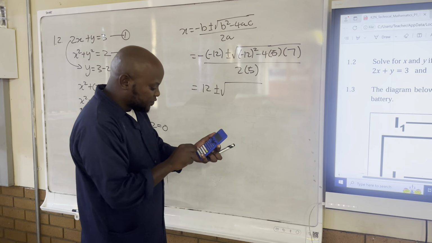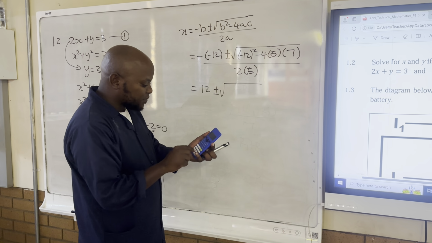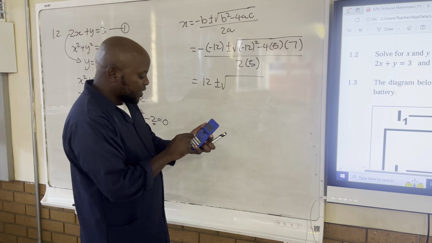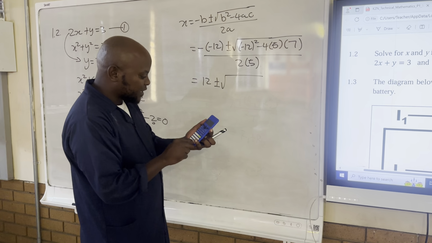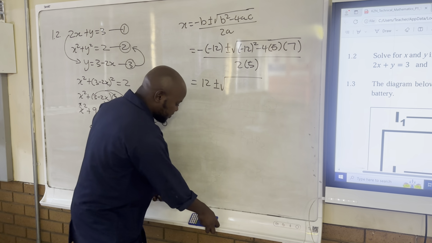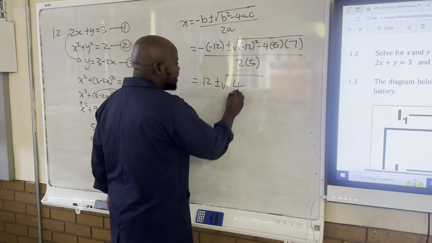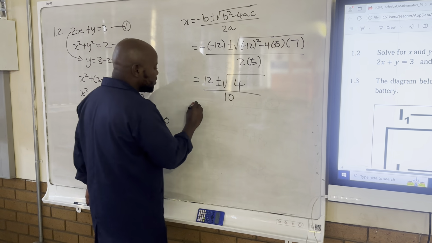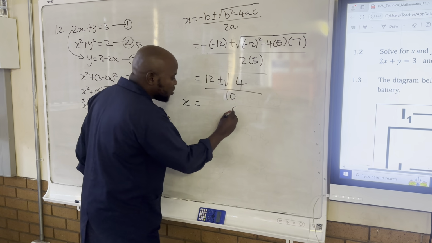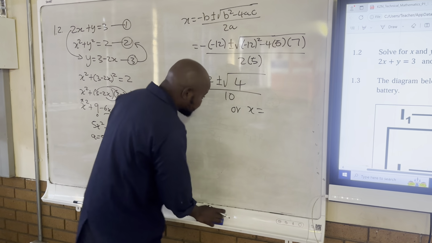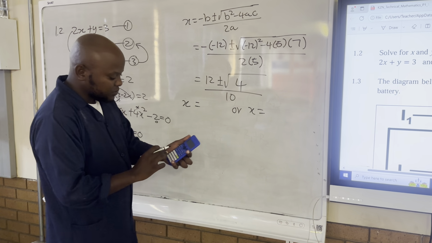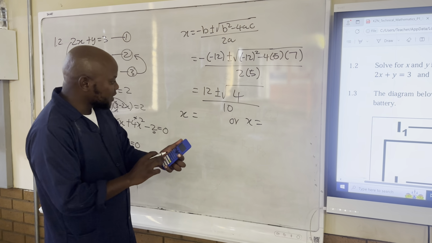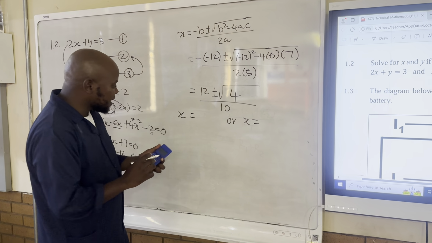Negative 12 all squared minus 4 into 5 multiplied by 7, close bracket, which gives 4 under the root, divided by 10. This gives the first x value and the second x value. We have 12 plus the root of 4, divided by 10. The first answer is 7 divided by 5.